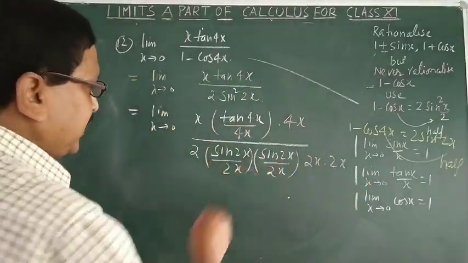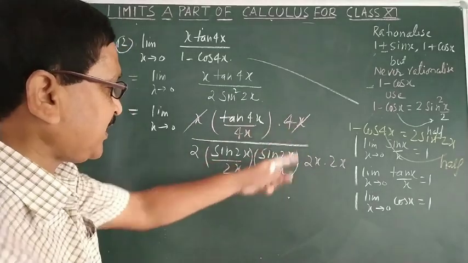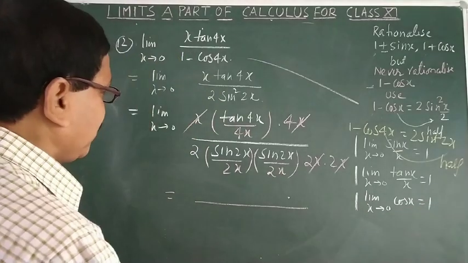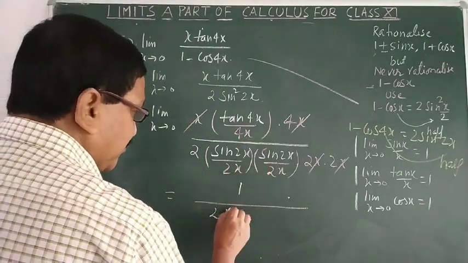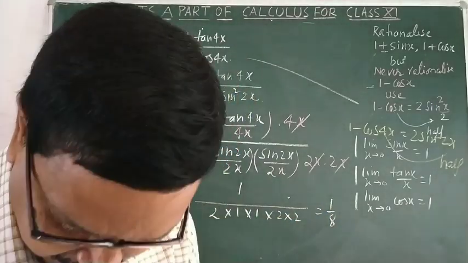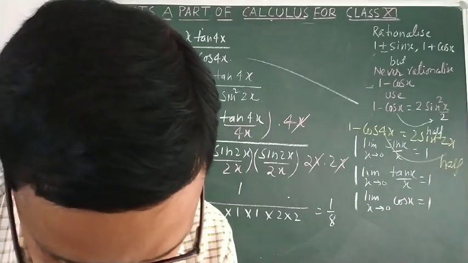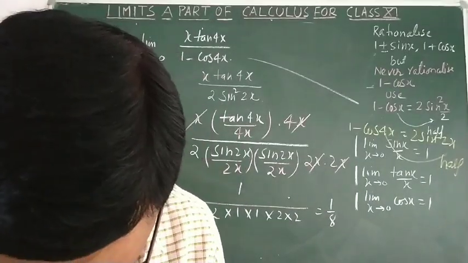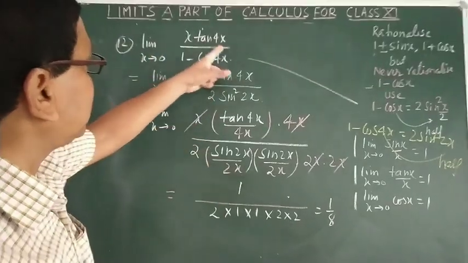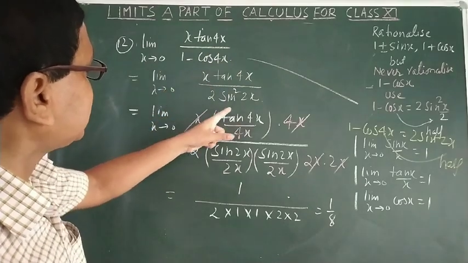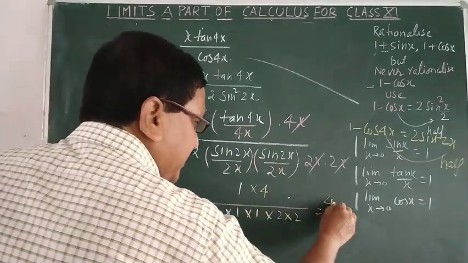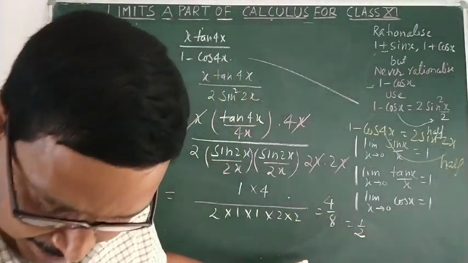Now just see, this x and this x will cancel the 2x edge. After cancellation, we are in the habit of putting the values. So this is 1, 2 into 1 into 1 into 2 into 2. This is 1 by 8 answer. So students, the answer is successful. Now let me check first. This is 4x given 4x, and this 4 is also here. So 4 by 8 is 1 by 2. 1 by 2 is the final answer.